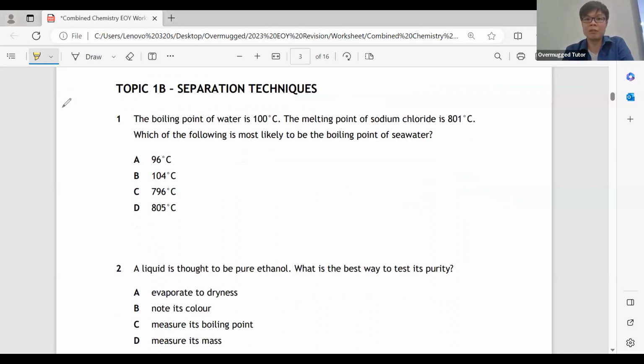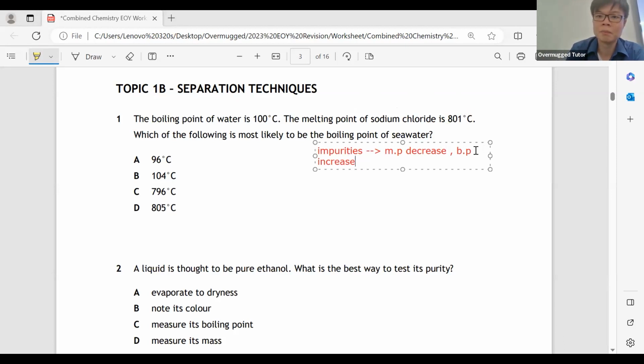Okay, so let's start with question one. The boiling point of water is 100 degrees Celsius. Melting point of sodium chloride is 801 degrees Celsius. Which of the following is most likely to be the boiling point of seawater? Okay, key thing over here is that with impurities, melting point decreases, boiling point will increase.